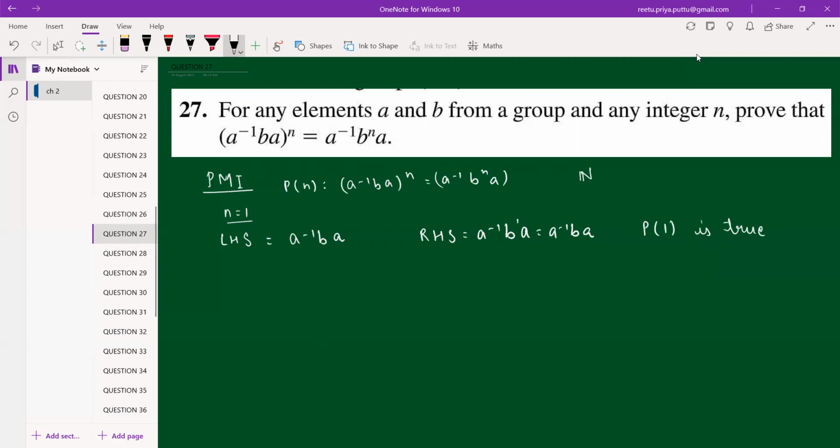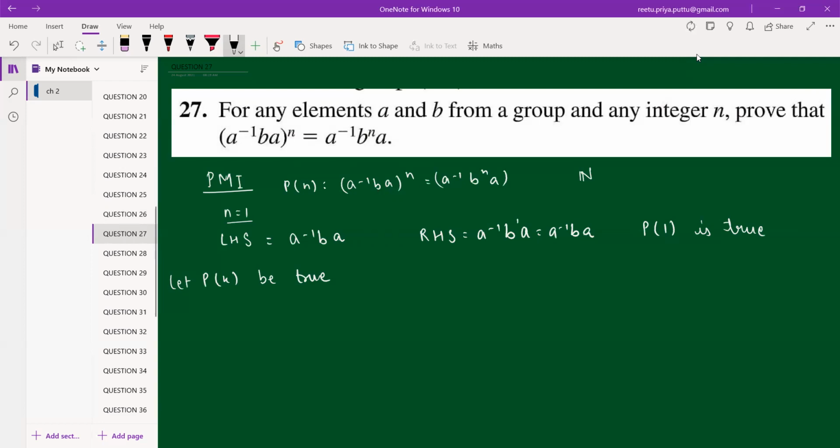Now consider PK to be true. So we are considering this: let PK be true, and we want to show it for K plus 1. Why do we want this? Because if P1 is true, then from K plus 1 we can say P2 is true, and then from K plus 1 we can say P3 is true, and so on we can do that. Similarly for the negative one as well.